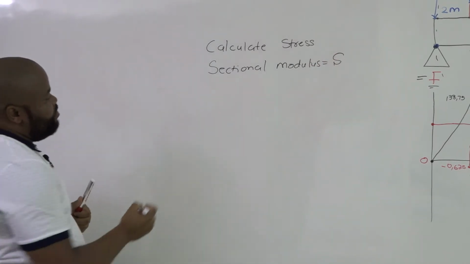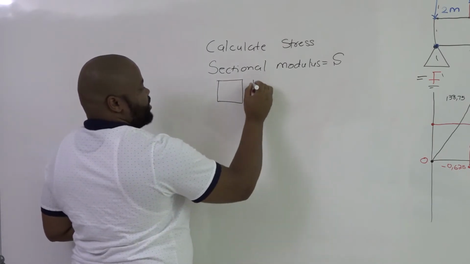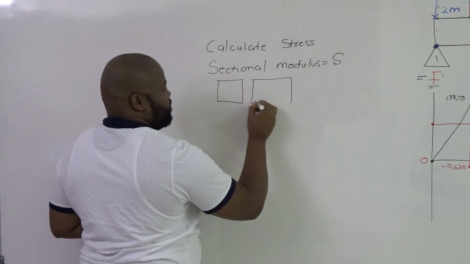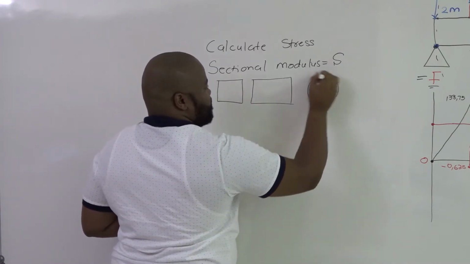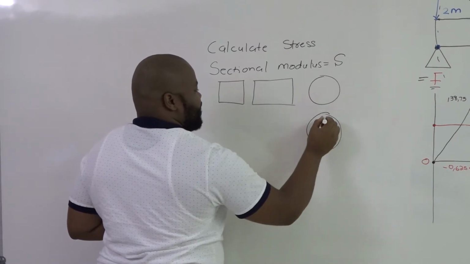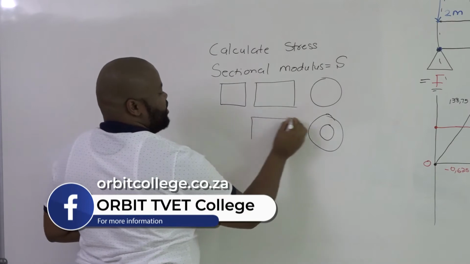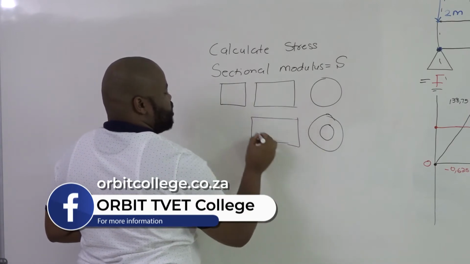You would find that the beam can either be a square, a rectangular beam, a round beam. Sometimes it can be a round tube. Sometimes it can be a rectangular tube.